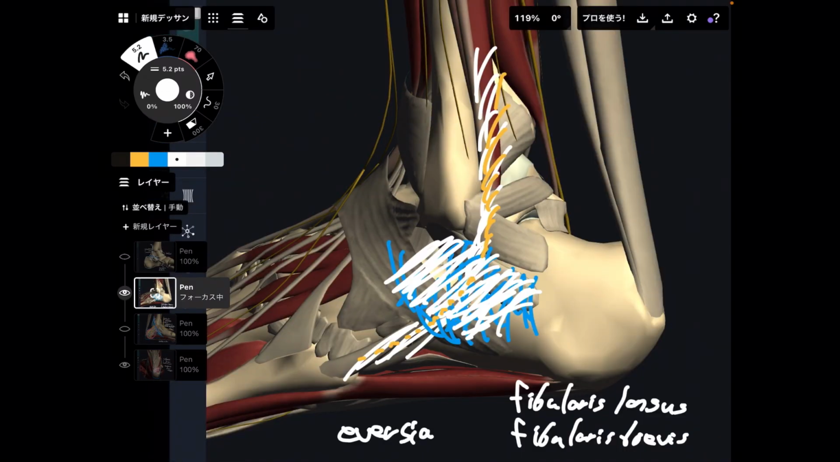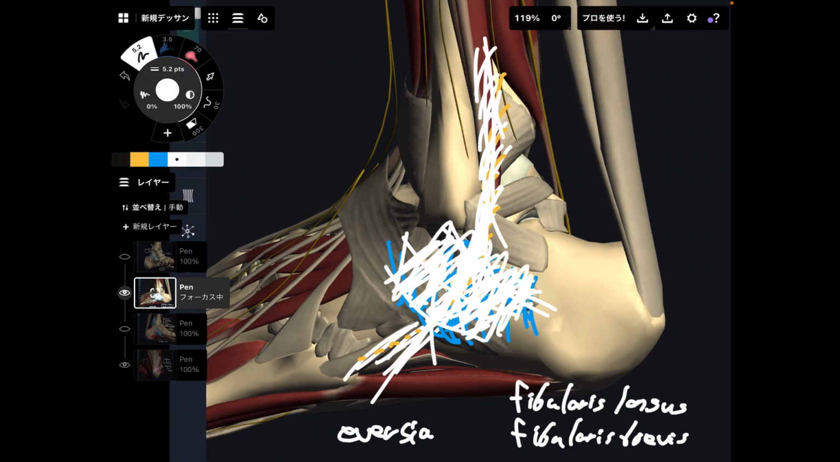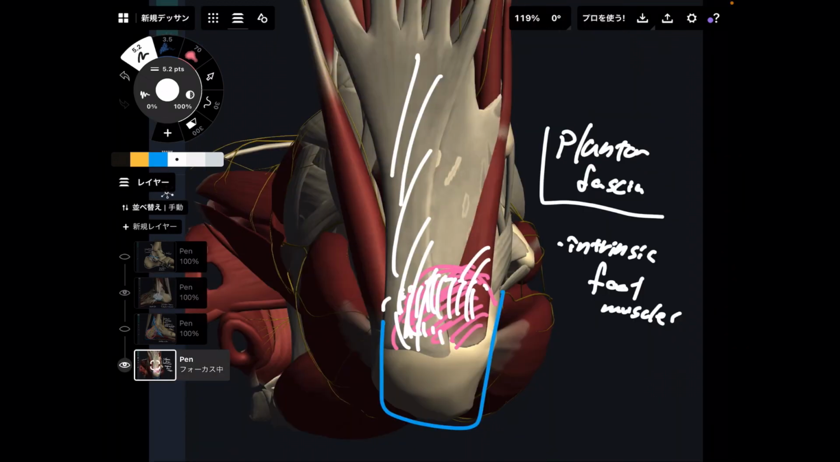If you go to the lateral part, there are the fibularis muscles and the connective tissue, the retinaculum. Like the medial part, the fibularis muscles don't attach to the calcaneus, but they are very close. And if the retinaculum gets tight, fibularis muscle function decreases. If you go to the bottom part, there's the plantar fascia and intrinsic foot muscles. They attach to the calcaneus, okay? So when this part gets tight, that inhibits the function of these muscles and fascia.